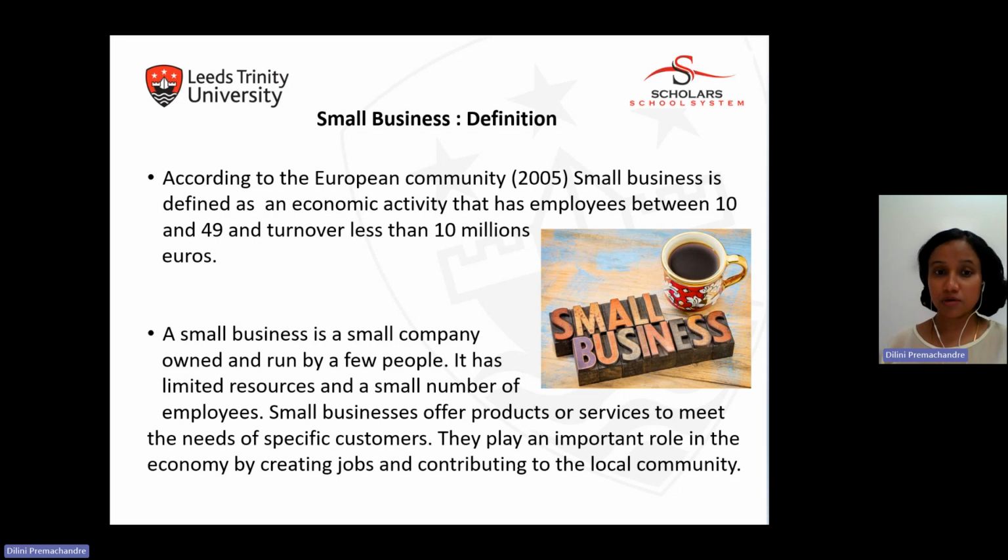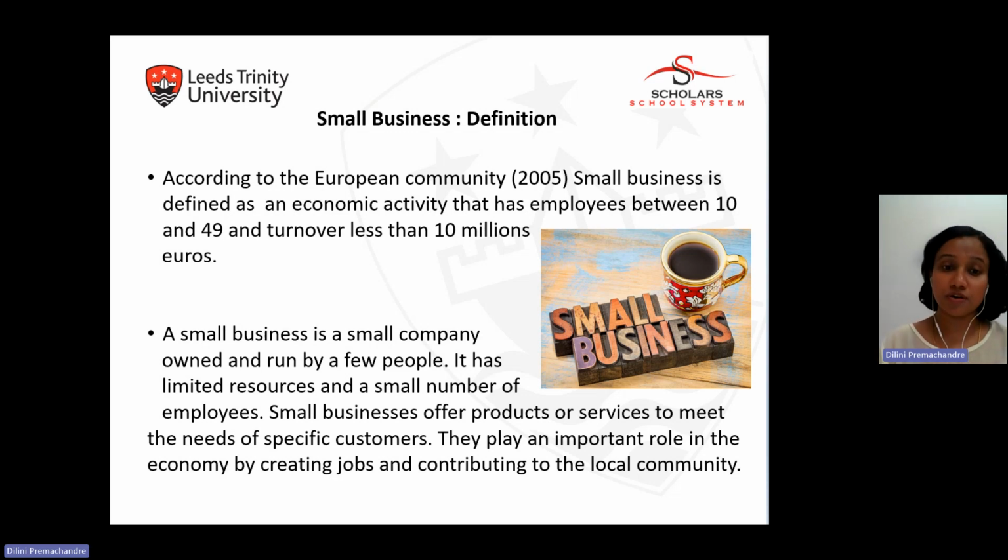also limited because in terms of resources, they have certain restrictions. They have limited amount of resources. They have small number of people to work with. So small businesses usually offer products or services to meet the needs of specific customers, and they play an important role in the economy by creating jobs and contributing to the local community.